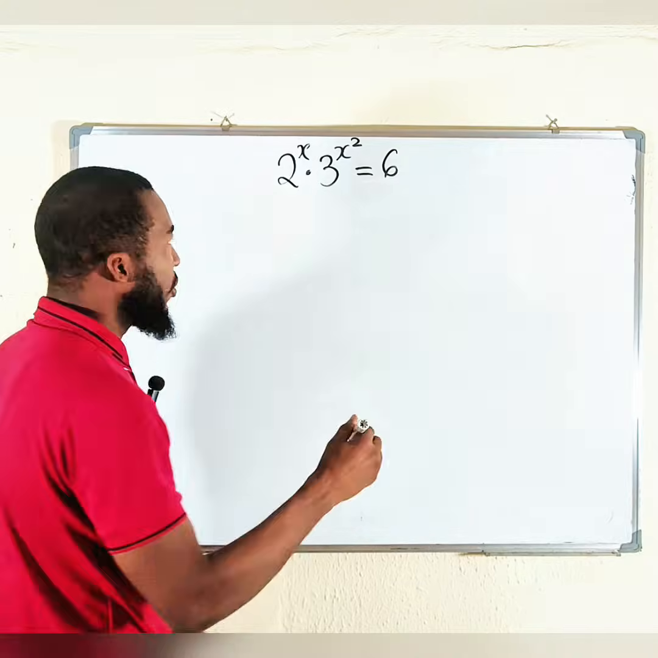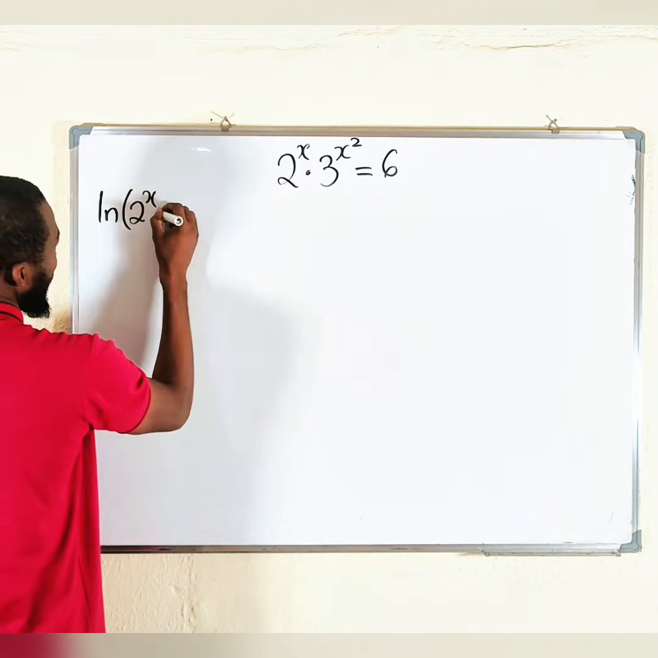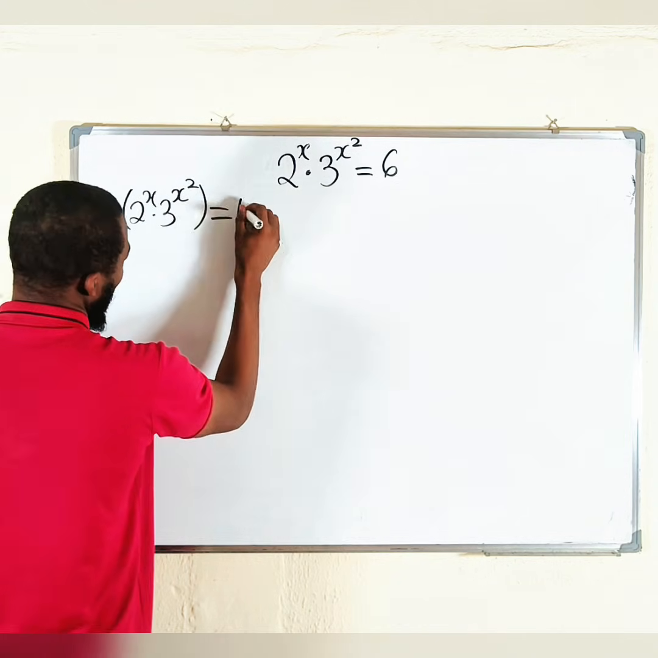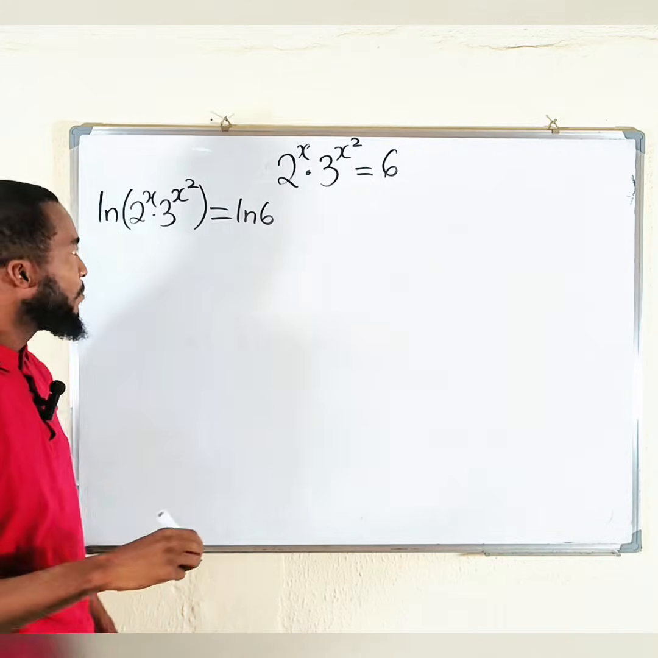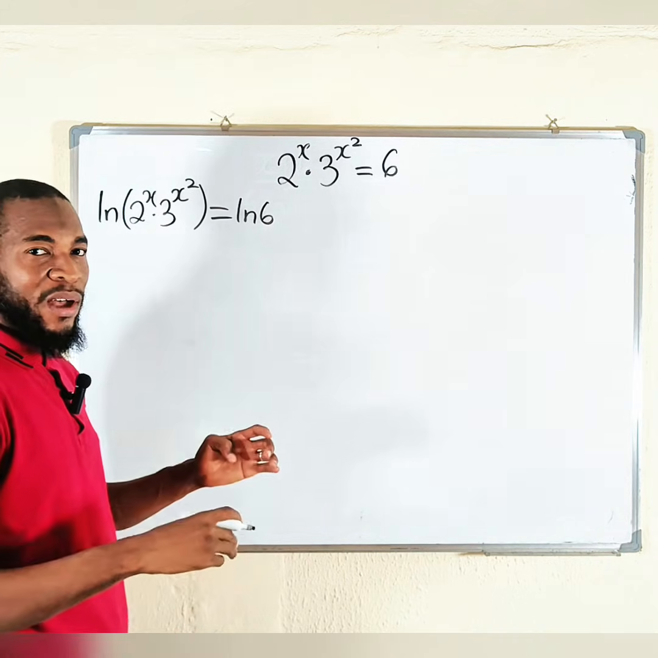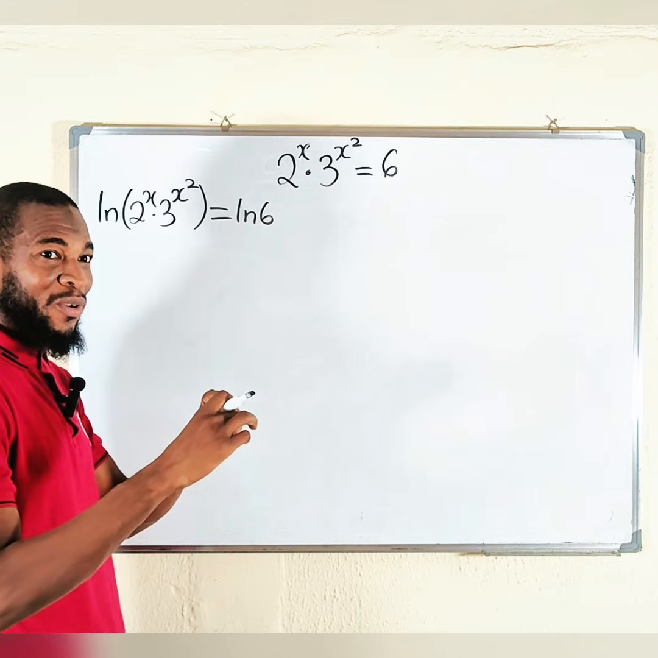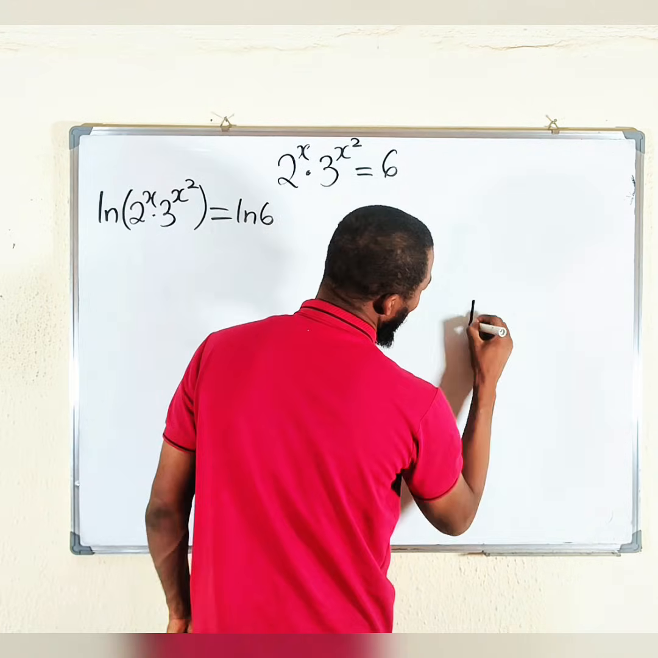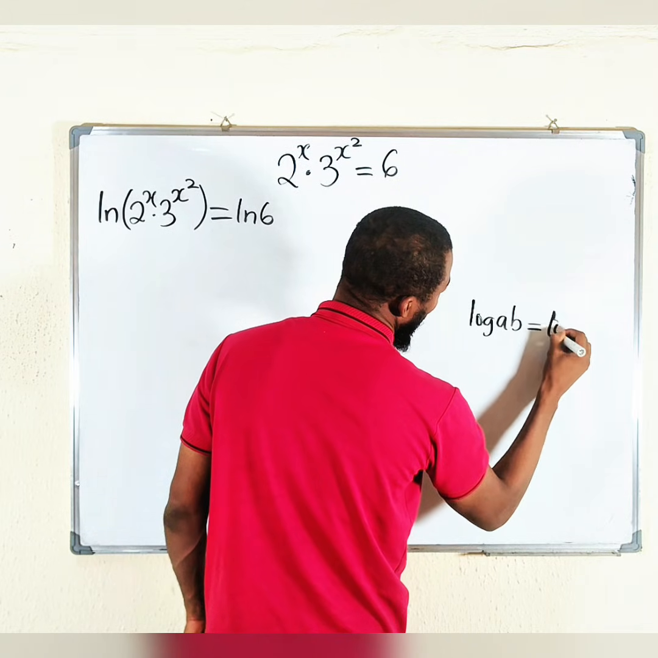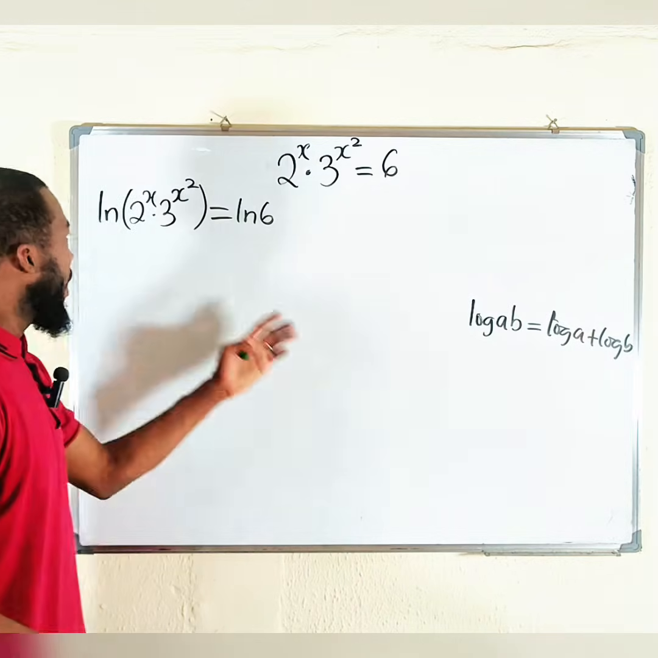I would like to use natural log. So if you take natural log of the left-hand side, which is 2 to the power of x multiplied by 3 to the power of x squared, you have to take natural log of the other side, which is 6. According to another law of logarithm, whenever you have log of a product, it is the same thing as sum of the logs. Let me show you. If you have log of a times b, you can split it into log of a plus log of b, right? So we can apply the same thing here.